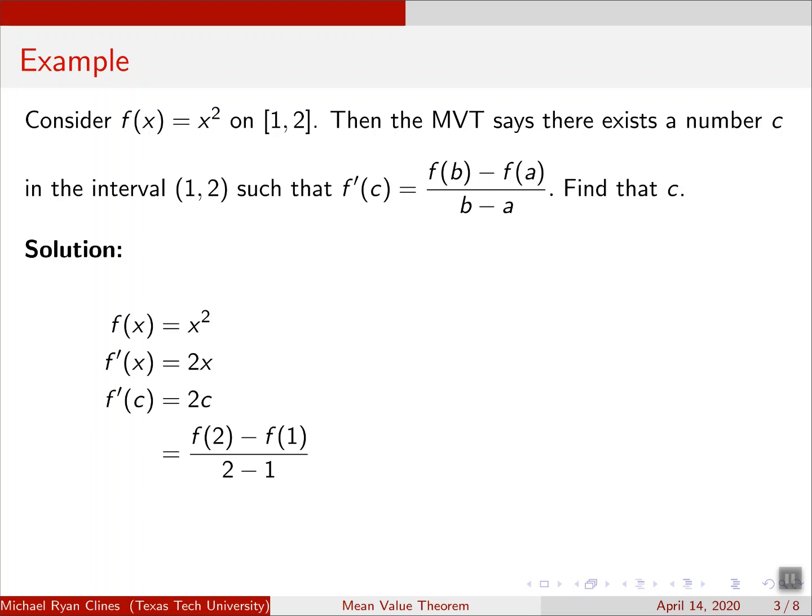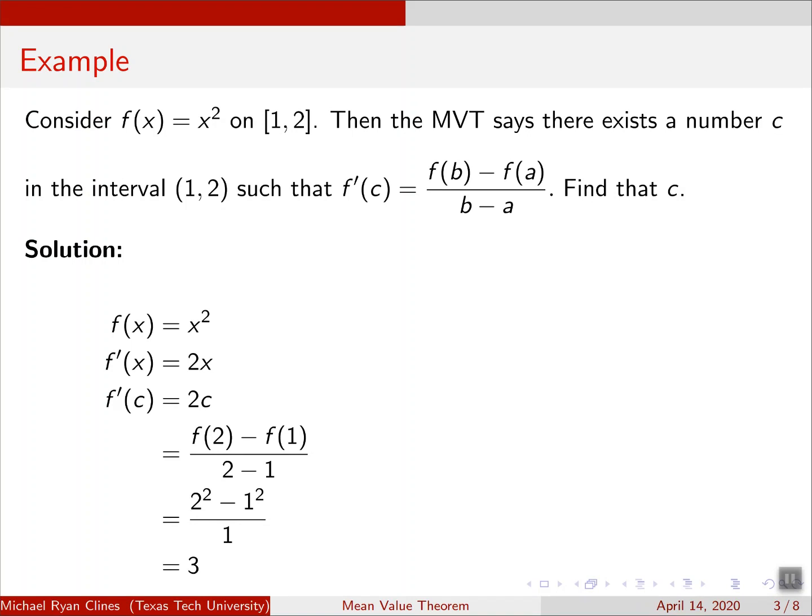We know f prime of c, which is 2c, is equal to the function evaluated at 2, because that's the left endpoint, minus the function evaluated at 1, the right endpoint, divided by 2 minus 1, b minus a. And now just by punching those values in and doing that calculation, we get that's equal to 2 squared minus 1 squared divided by 1, which is just equal to 3. Now remember, that doesn't mean c is equal to 3. That means f prime of c is equal to 3. So c is not 3.